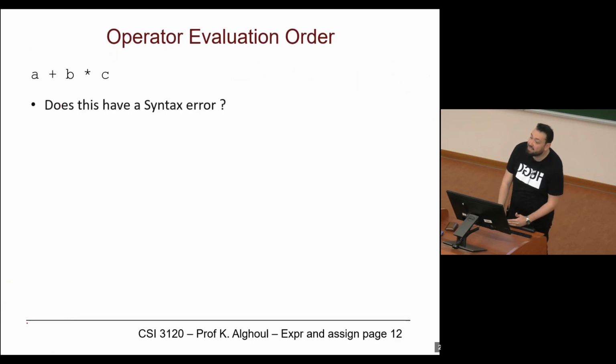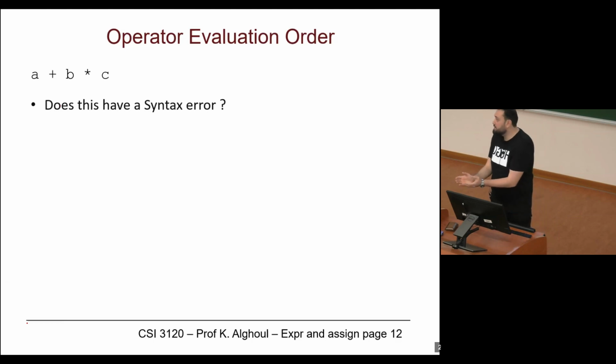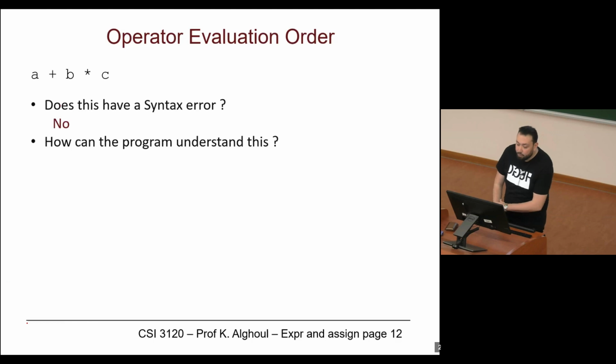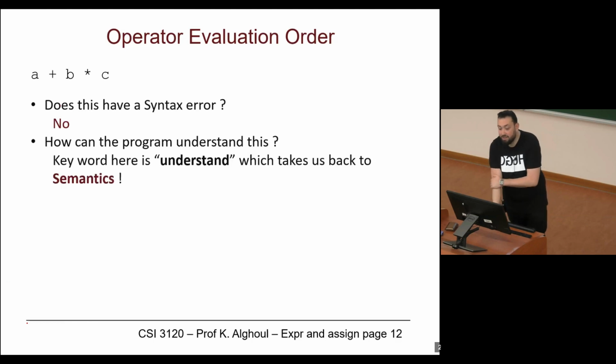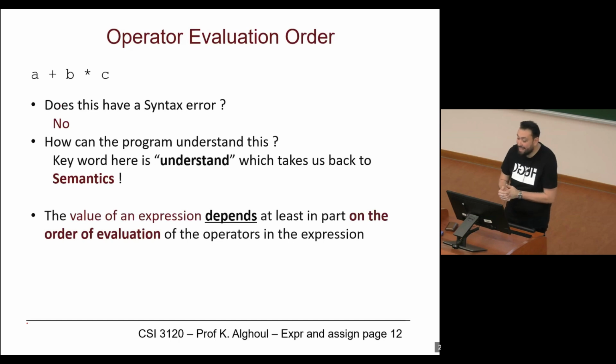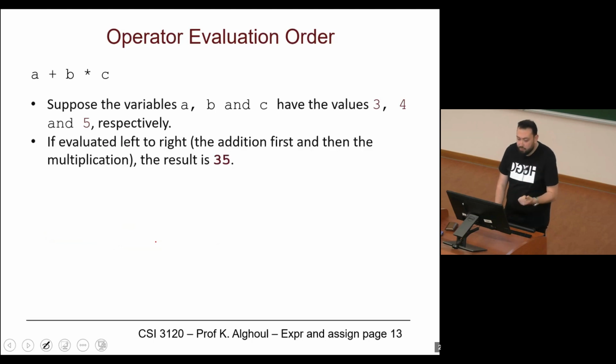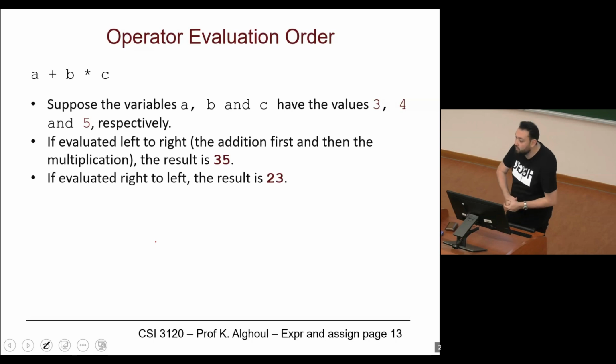So does this have a syntax error? No, so it passes. There's no syntax error, but there is a semantic problem here. How can the program understand this? The keyword here is understand. That's why we're talking about semantics. The value of an expression depends, at least in part, on the order of evaluation. We call it the order of evaluation of this expression. So suppose the variables A, B, C are 3, 4, 5. The first option is going to give you 35, the second option 23.